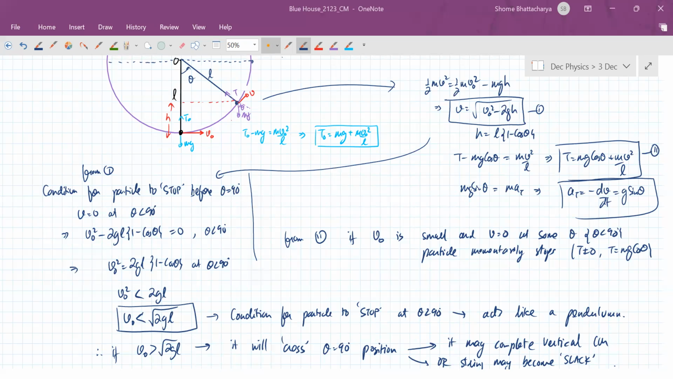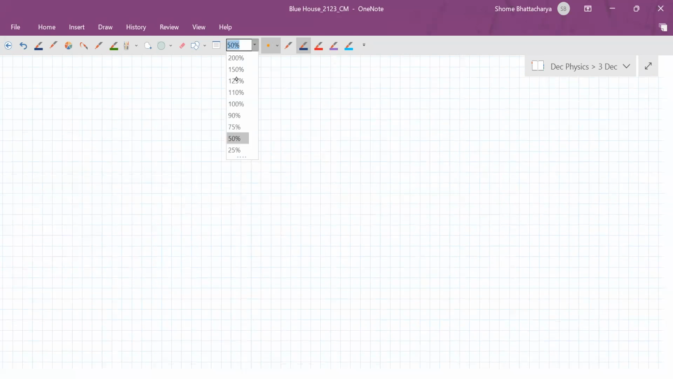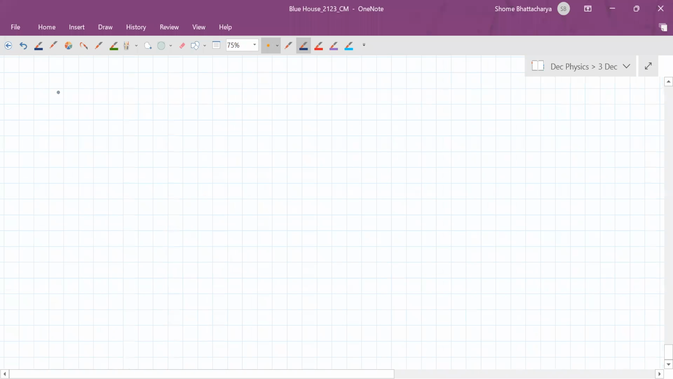To answer your question, Vedant, whether it slackens or it completes the vertical circular motion all depends on the initial velocity and its relationship with L. It does not depend on the mass of the bob, because both kinetic energy and gravitational potential energy are proportional to mass. So we'll see ultimately mass does not play a role. What plays a role is the relationship between V naught and L. Just like we've already got this relation of root 2gl, that is the condition for whether it crosses 90 degrees or not. Like that, we'll get another condition.